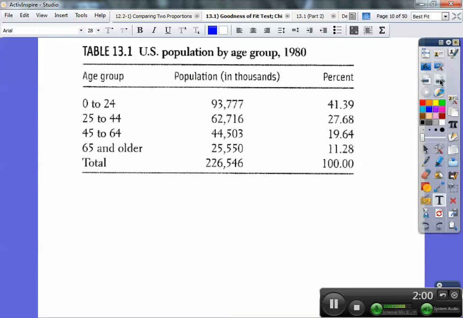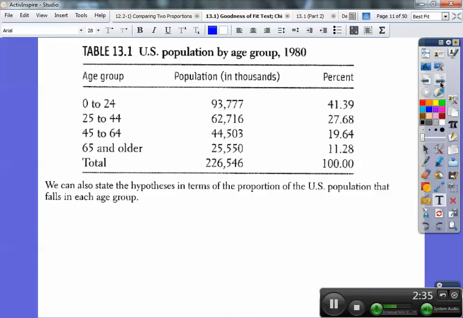So here is the 1980 population right here, okay? From 0 to 24, it totaled all of these, and these are in thousands, so you can add 3 zeros to this. So this is actually 226 million. All right, so if I did 93,777 divided by 226,546, we get 41% right here, okay? And then 25 to 44 is 27%, and so on and so on. And this should add up to 100% all the time, okay? So that's where we're going to get our expected counts, you guys.